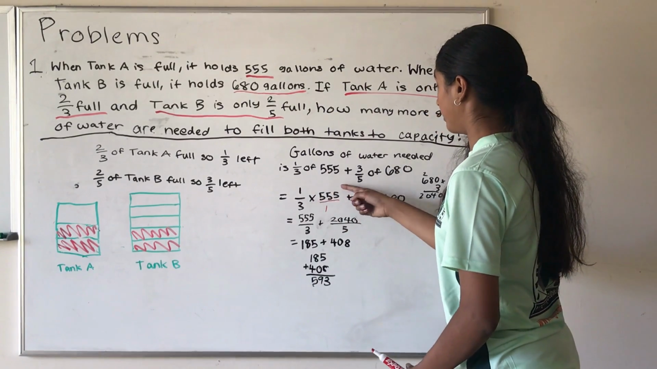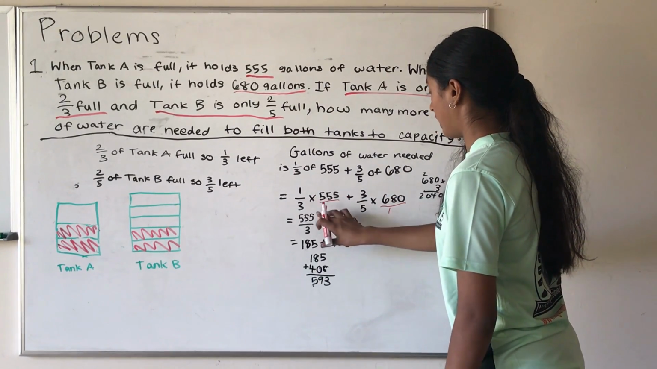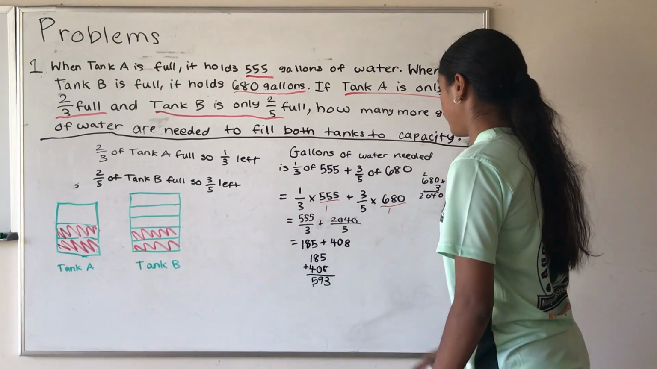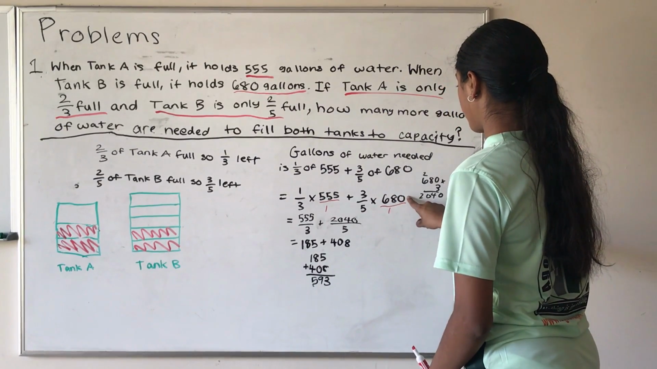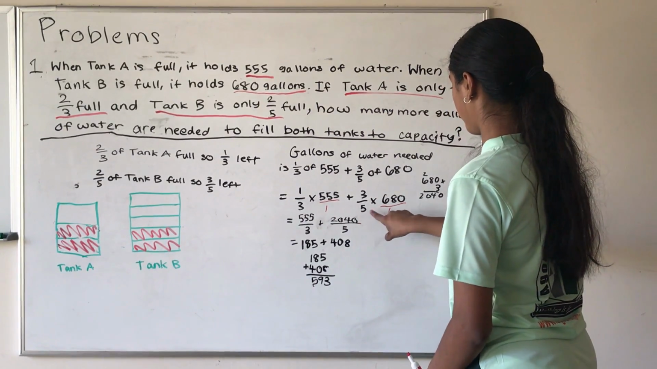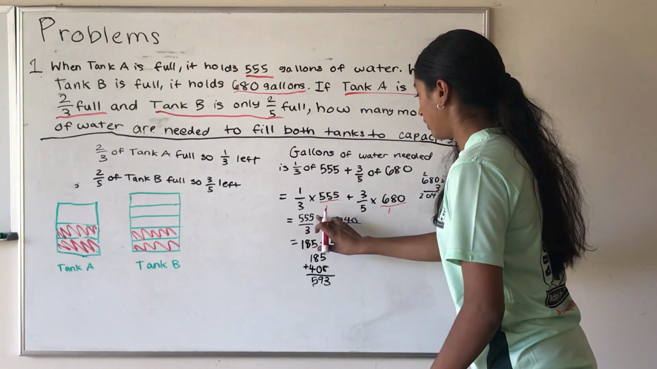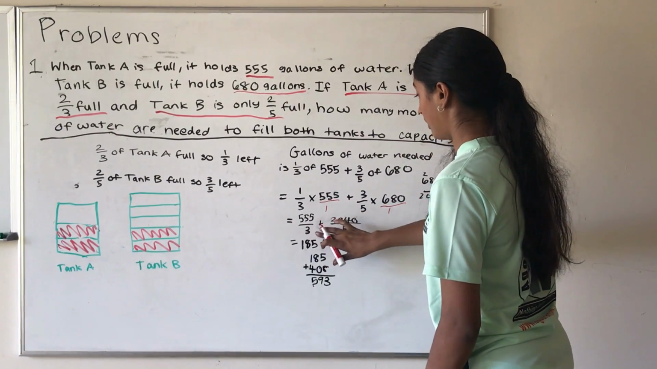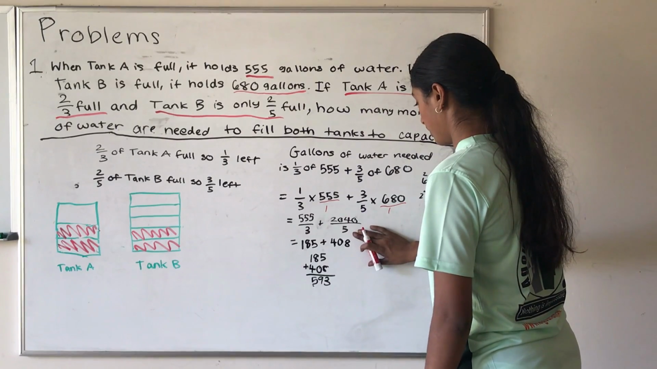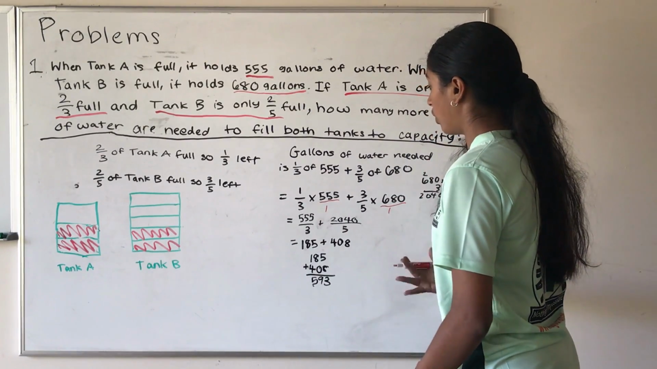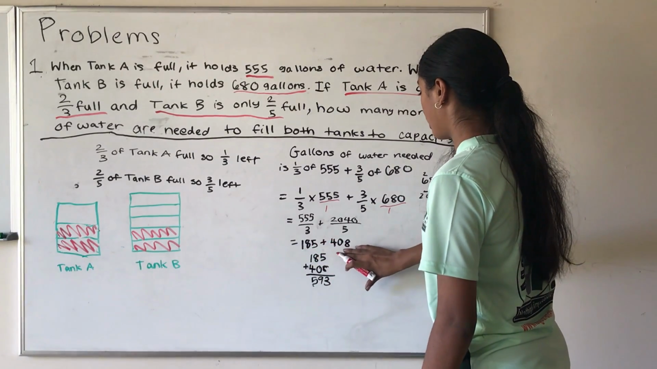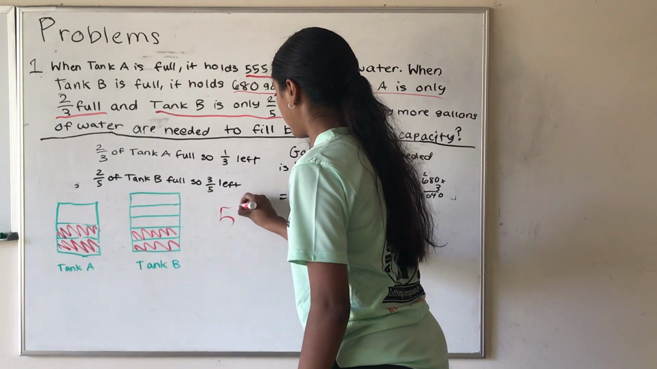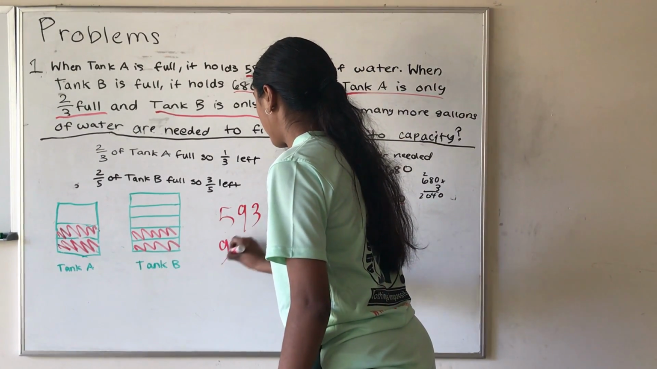Then we would multiply the numerators. 1 times 555 is 555, and 3 times 1 is 3. And then 3 times 680 is 2040, and 5 times 1 is 5. So these two fractions can be simplified because 555 is divisible by 3 and 2040 is divisible by 5. So if you simplify, you are left with the whole numbers of 185 plus 480. And if you add those numbers, you get 593 gallons.